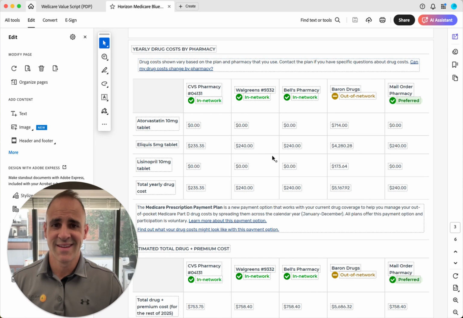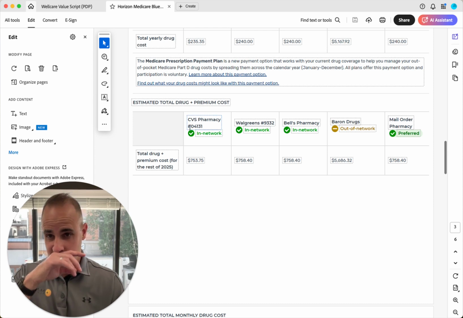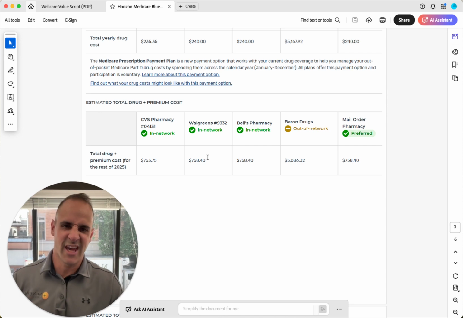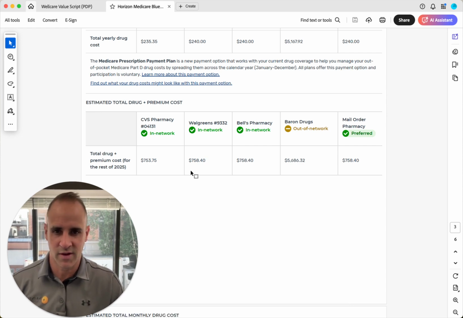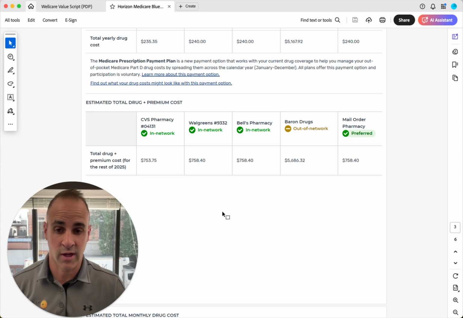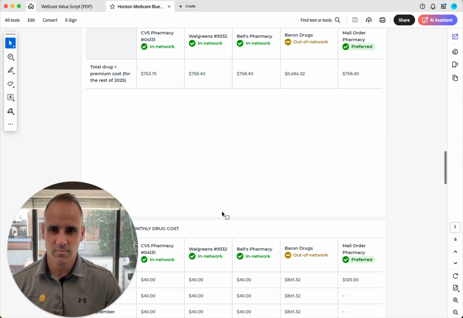And then the next section of the report just gives you the estimated total drug and premium cost, which, again, is the premium $86 a month plus the $240 for the drugs. You get about $760, $750 for the rest of the year. And again, when we compared all the other plans, they were all more expensive for this particular drug combination.